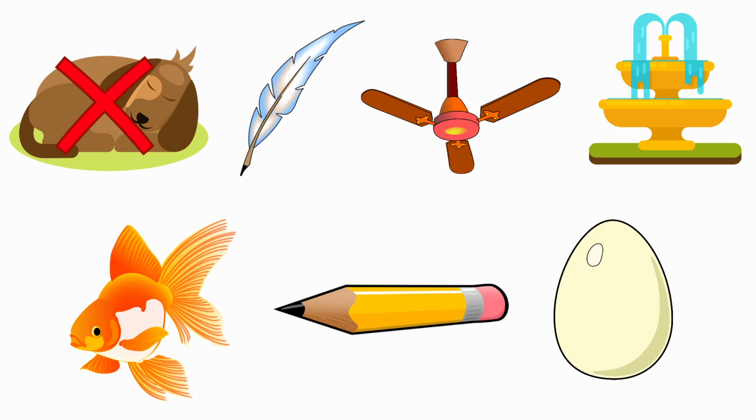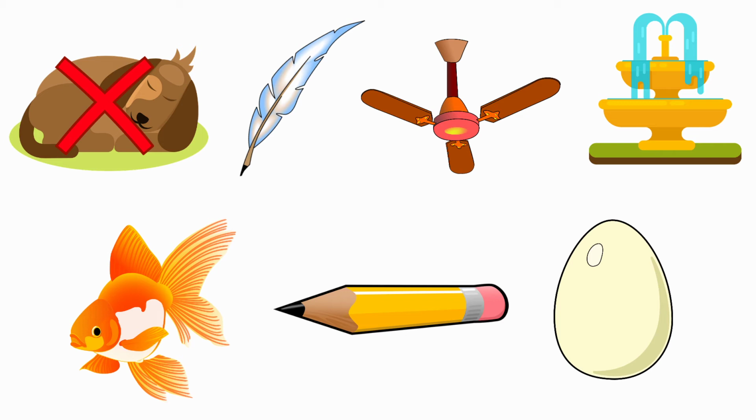Next one, it is a fountain. Fountain. The beginning sound of the picture fountain is if. And the sound of the letter F is if. Both are same sounds. So, we should not put a cross for the picture fountain.